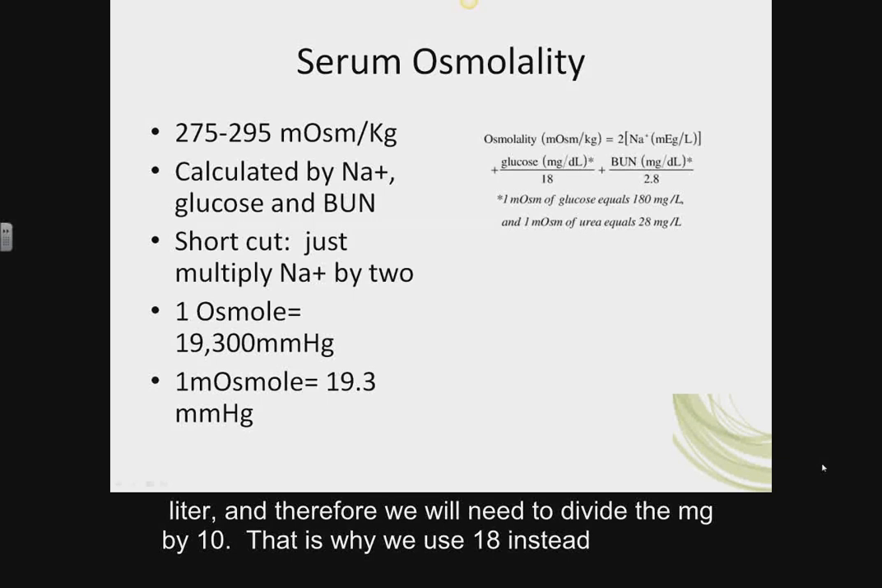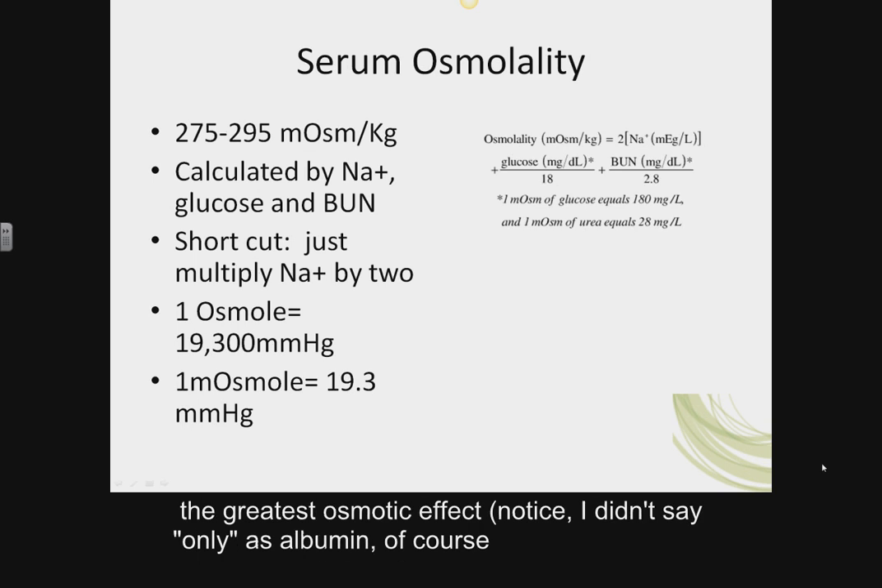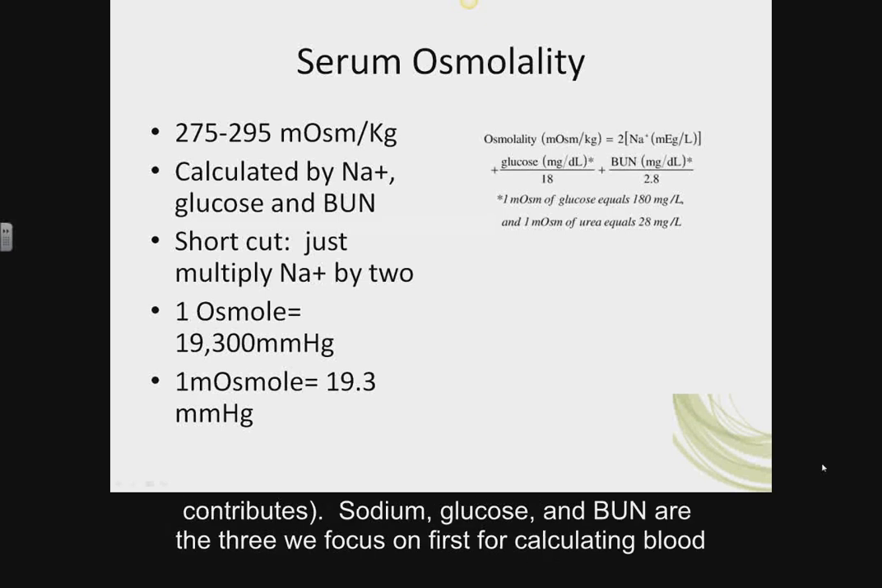of 180 and 28? Because that's confusing, right? I just got my math mixed up. Notice that the values for the patient's glucose and BUN are given in milligrams per deciliter. A deciliter is a tenth of a liter, and therefore we would need to divide the milligrams by 10. That is why we use 18 instead of 180 and 2.8 instead of 28.